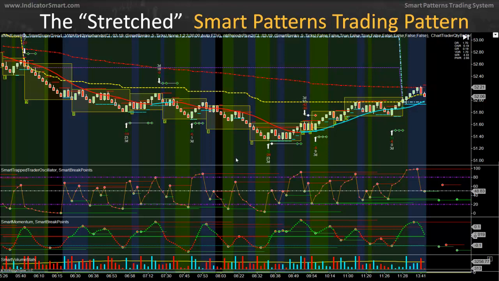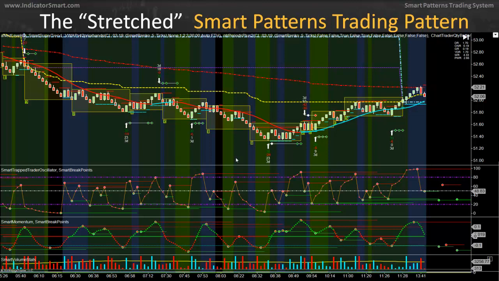This chart has things on it that you can't see just by looking at the chart itself. The trap trader oscillator is telling you that the order flow of the participants in the market is overdone. It's telling you that they've taken it too far, which gives you an edge for your entry. And then the other, the smart momentum, has broken a line, also telling you that the market is stretched in price at that point.